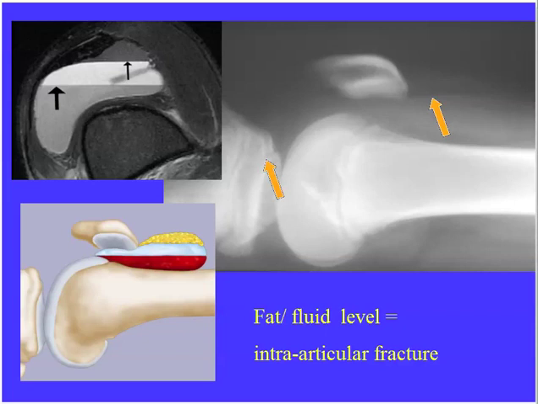On the plain film, you see this area of lucency, which represents the fat, which is more lucent than the adjacent fluid or muscle. So if they show you this plain film of the knee with a layering area of fat, this is a lipohemarthrosis, and we should be looking for an intra-articular fracture.